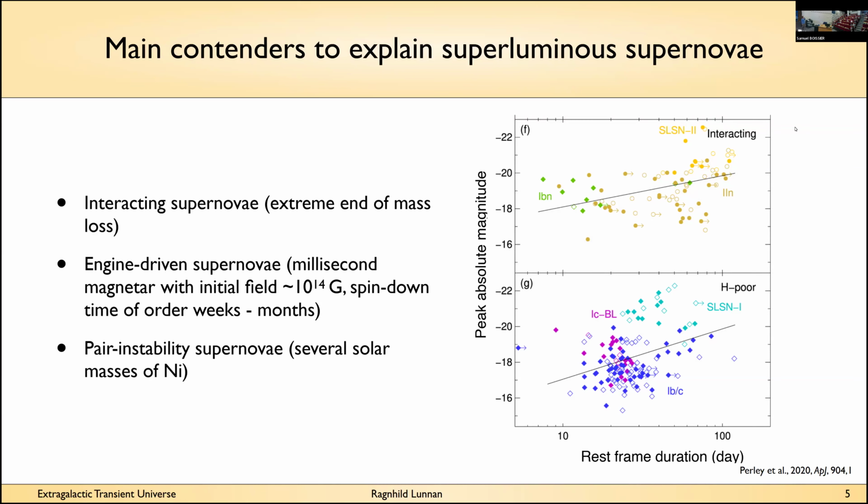And then finally, the third thing that can make something this luminous is if you make a ridiculous amount of nickel-56. And so there is a model, pair instability supernovae, that could also do this. And I will get back to those towards the end of the talk, hopefully.